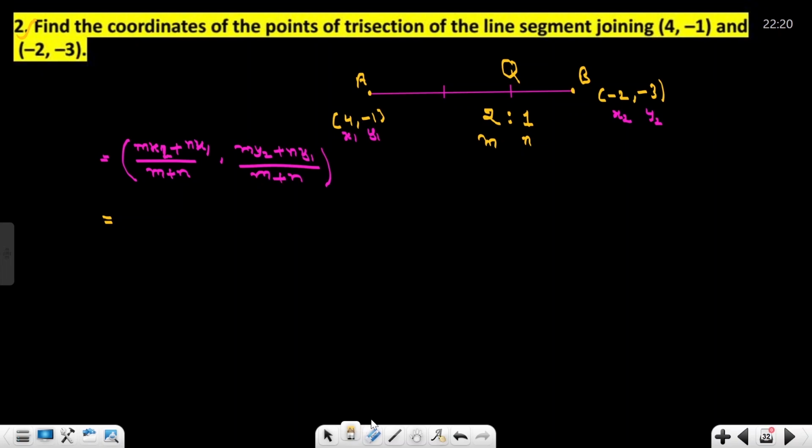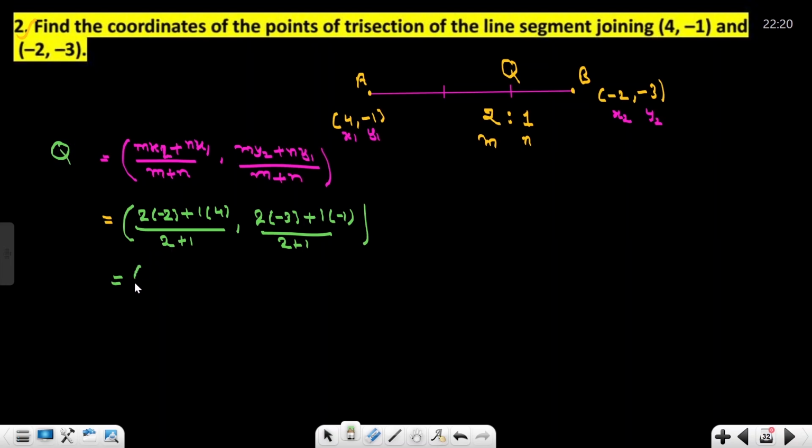Just put the values here. M value is 2, x2 value is minus 2, plus n value is 1, x1 value is 4, divided by 2 plus 1, comma, m value is 2, y2 value is minus 3, plus n value is 1, y1 value is minus 1, divided by 2 plus 1. Now solve it.